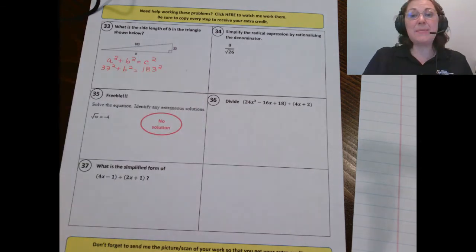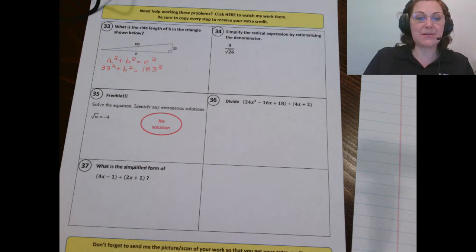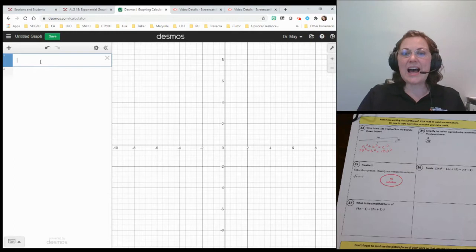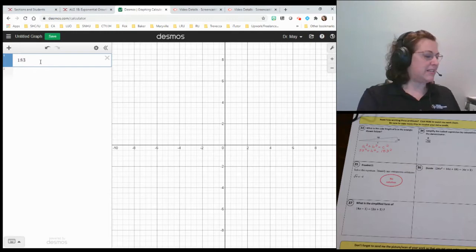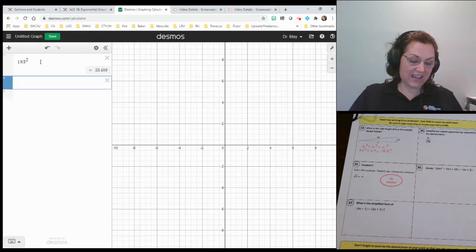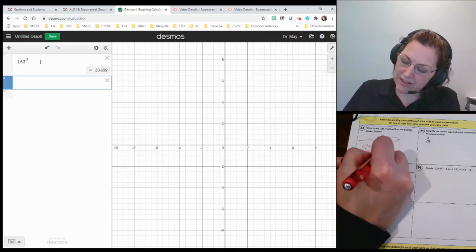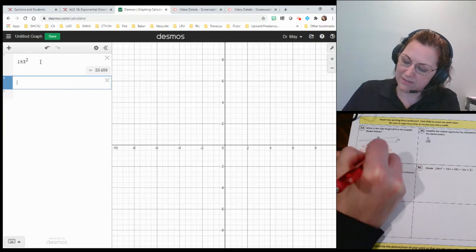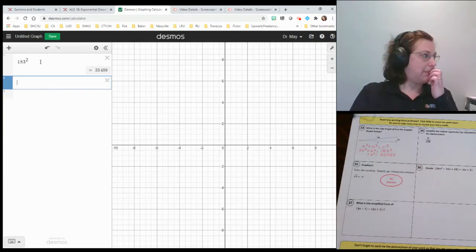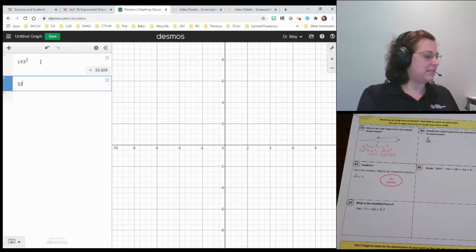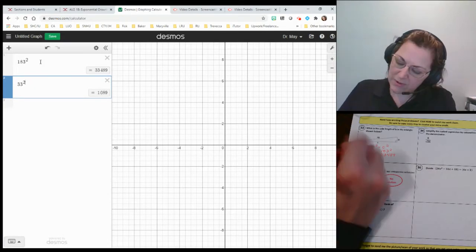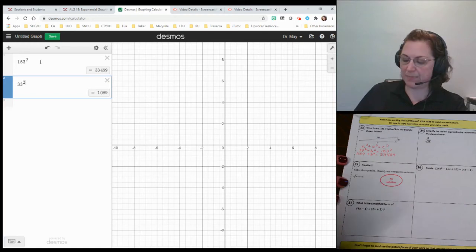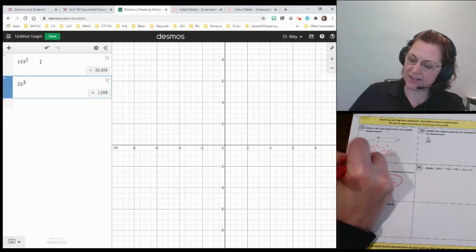Now, I'm going to switch over to our Desmos calculator so that we can do some of these calculations pretty simple. I'm going to type in the 183 to the second. That gave me 33,489. I'm also going to put in my 33 to the second. It gives me 1,089. So in order to find b, I'm going to have to subtract that 1,089.